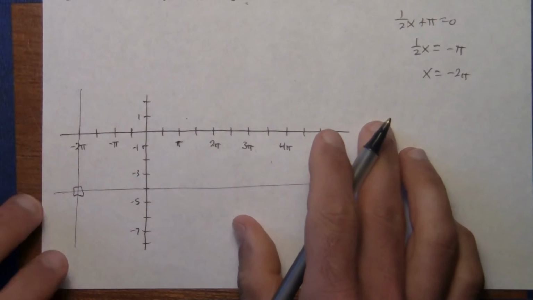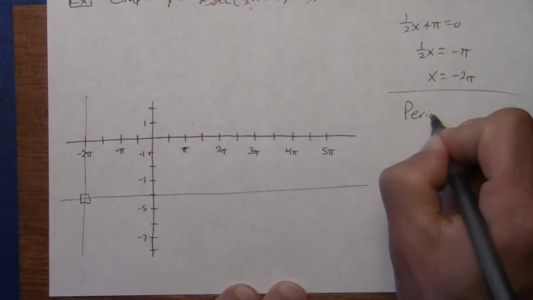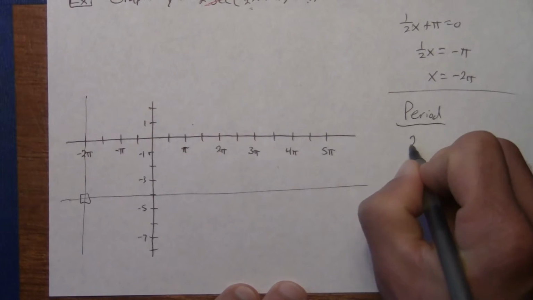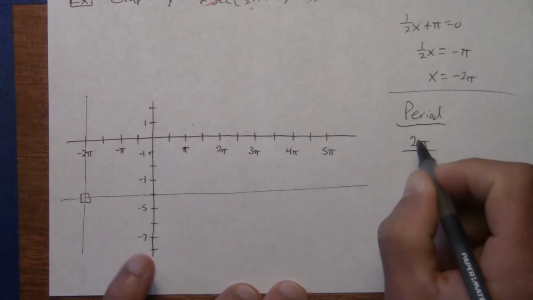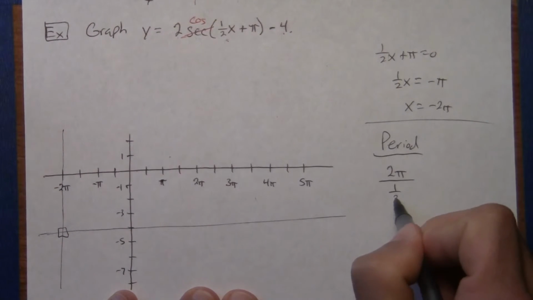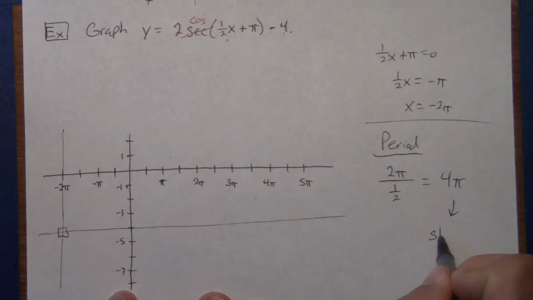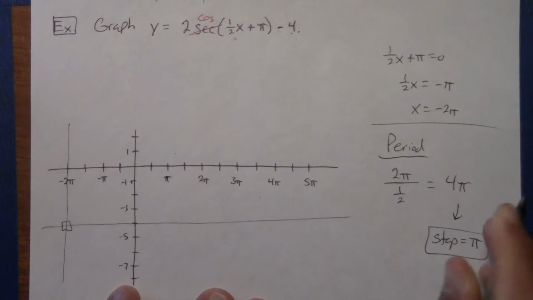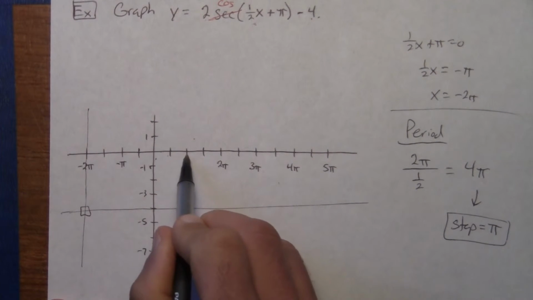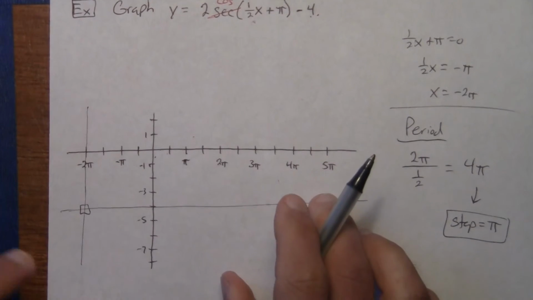Now I can disregard basically all of those numbers and find the period. I take 2 pi divided by b, which in this case is 1/2, so I divide by 1/2, or multiply by the reciprocal, and I get 4 pi. Again I'm going to divide that number by 4 to see how far my step is, and my step is pi, which means I need to go 2 tick marks before I put the next point down. And now I'm ready to start graphing.